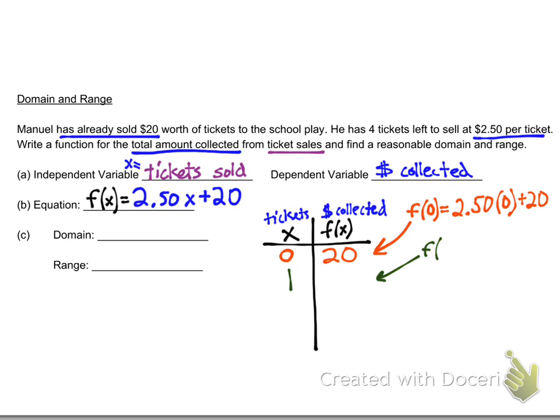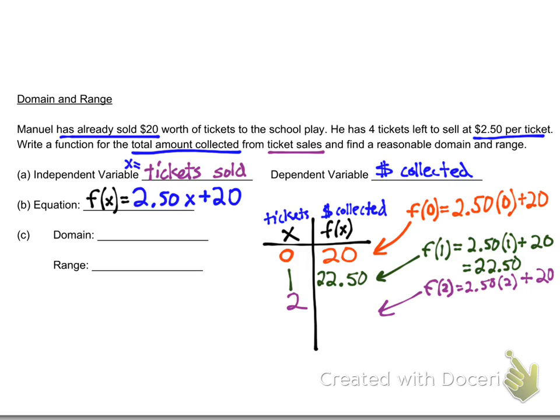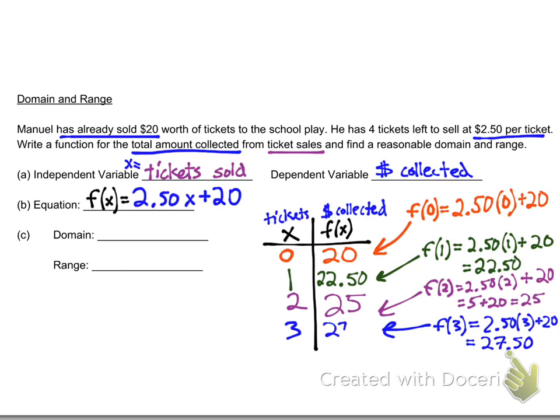But if he sells one more ticket, let's find f of 1. You plug in 1 where x was, and you get 2.50 plus 20 is 22.50. So if Manuel sells one ticket, he's collected $22.50. I'm going to continue plugging in values to the function and filling out this table. So we have 25 as the output when 2 is the input. When 3 is the input, we have $7.50 plus $20 is $27.50. And I'm going to end at 4, where when you plug in 4, you get out 30.